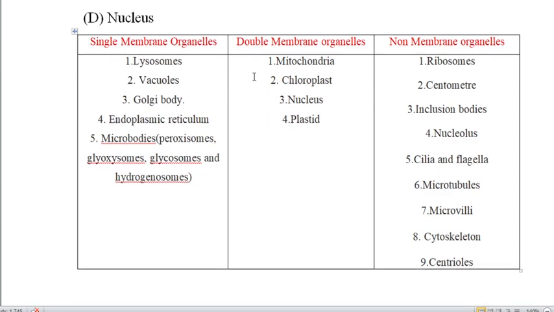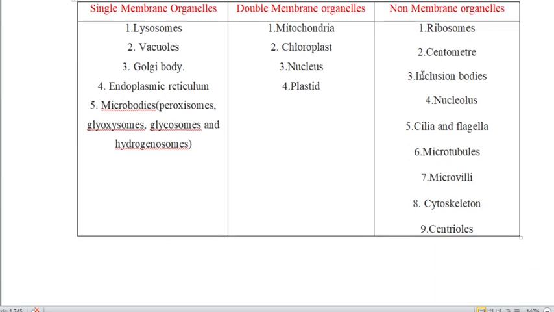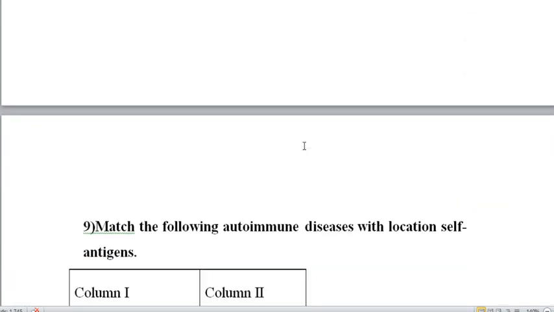Examples of double membrane organelles include mitochondria, chloroplast, nucleus, and plastid. Some organelles are considered non-membrane bound, which means they don't have any membrane around them. Examples include ribosome, centromere, inclusion body, and nucleolus. So the nucleus comes under double membrane organelles, whereas the nucleolus comes under non-membrane organelles. Next are cilia and flagella, microtubules, microvilli, cytoskeleton, and centrioles. These are non-membrane bound organelles.